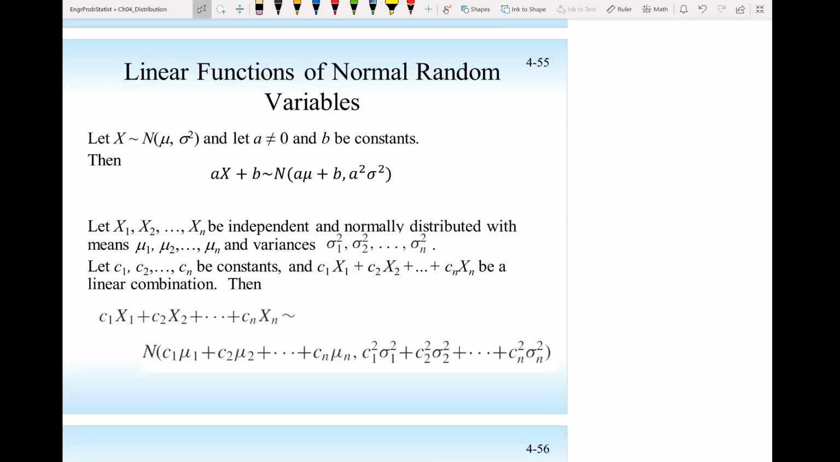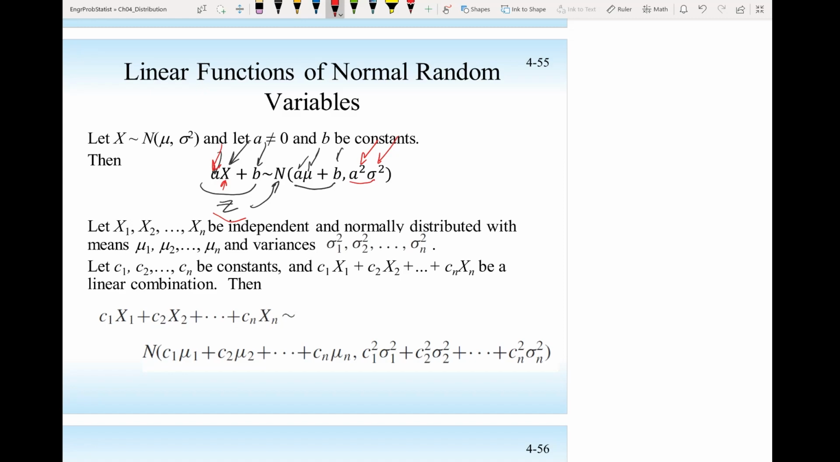Now, if I have a new random variable in terms of the random variable x, let's call this z, then z will also have a normal distribution, but the mean of z will be this constant a times the mean of x plus the constant. And the variance of the random variable z will be a squared times the variance of x. And we showed this when we discussed the discrete random variable.